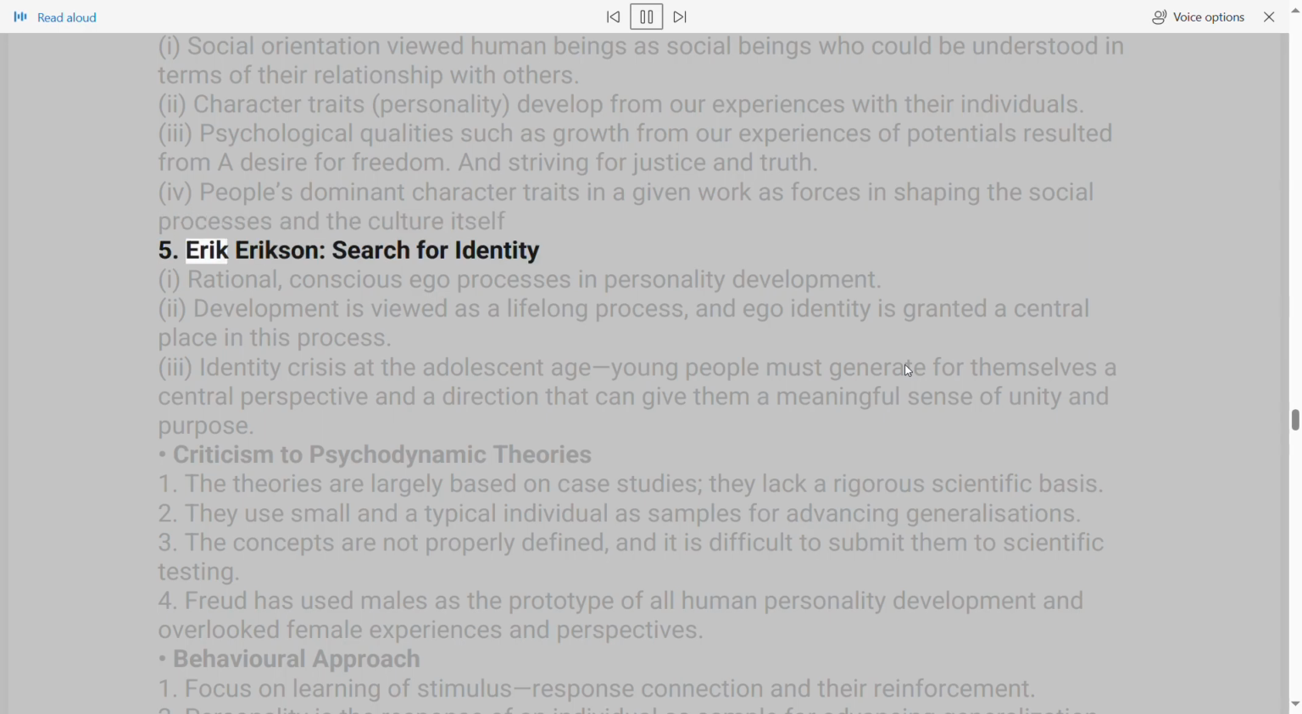5. Erik Erikson, search for identity. 1. Rational, conscious ego processes in personality development. 2. Development is viewed as a lifelong process, and ego identity is granted a central place in this process. 3. Identity crisis at the adolescent age. Young people must generate for themselves a central perspective and a direction that can give them a meaningful sense of unity and purpose.